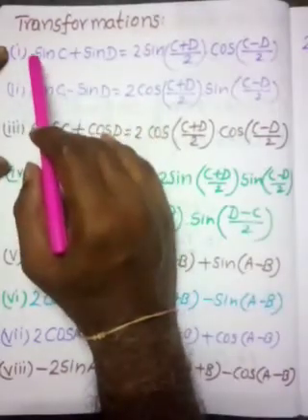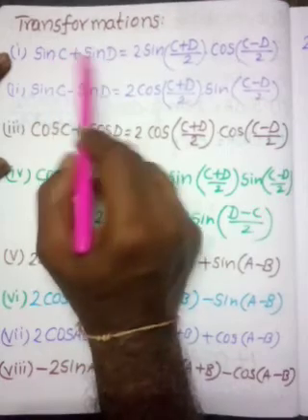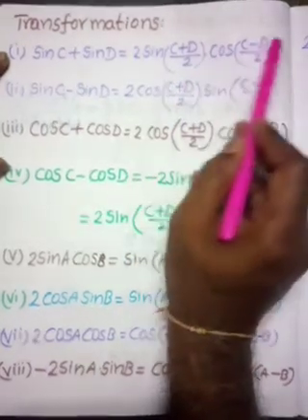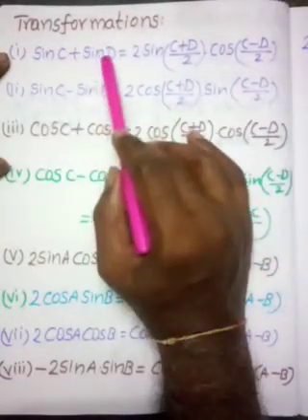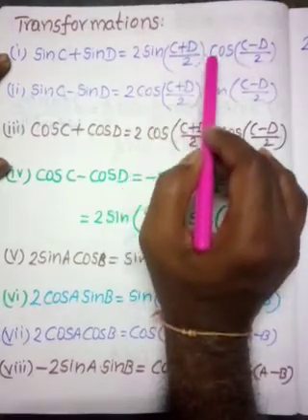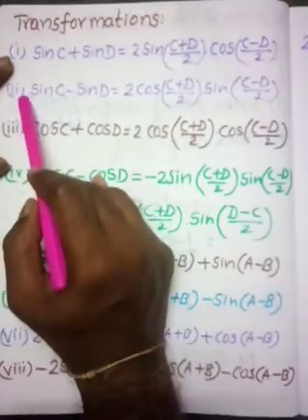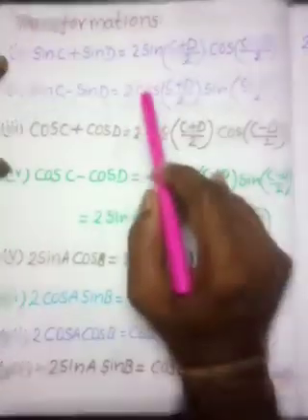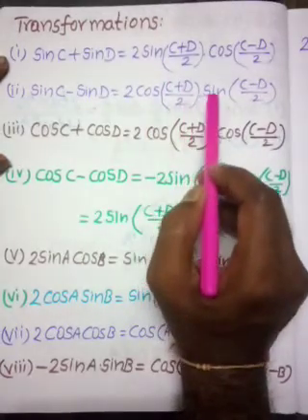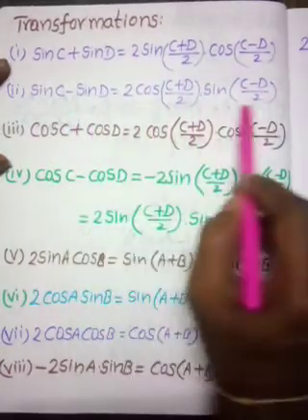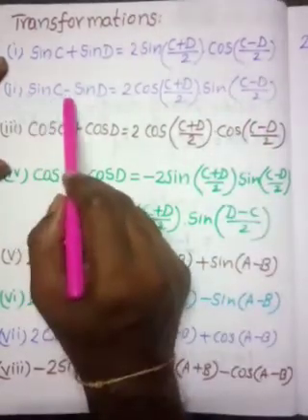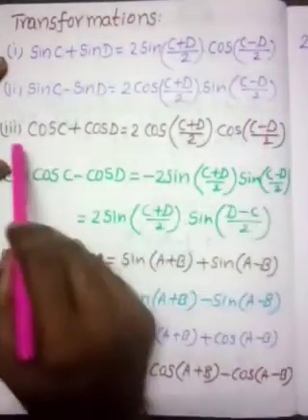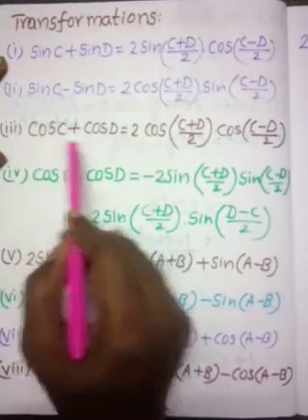See here, sin c plus sin d is equal to 2 sin (c plus d by 2) cos (c minus d by 2). Next formula, sin c minus sin d is equal to 2 cos (c plus d by 2) sin (c minus d by 2). I repeat this formula, my dear children, listen carefully. Sin c minus sin d is equal to 2 cos (c plus d by 2) sin (c minus d by 2).